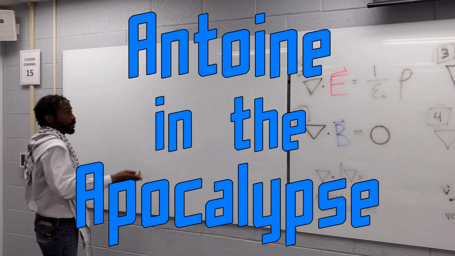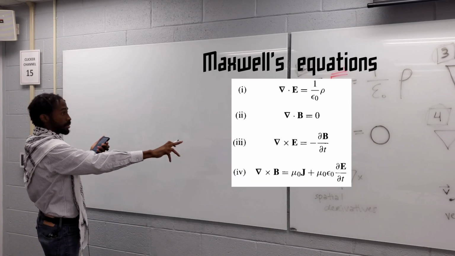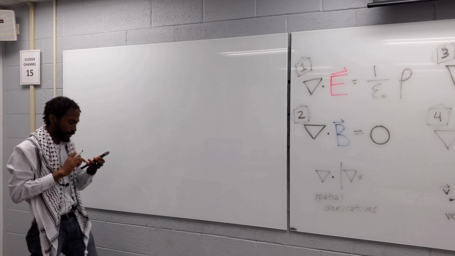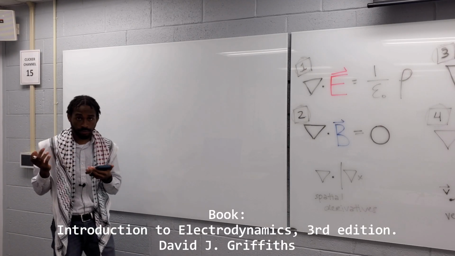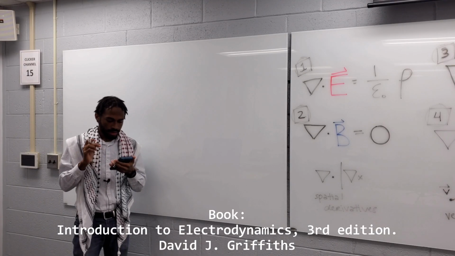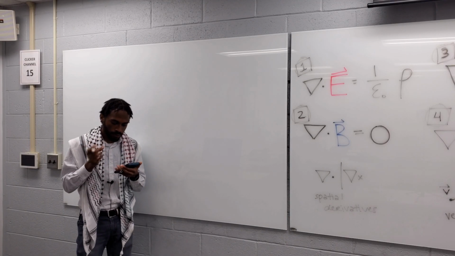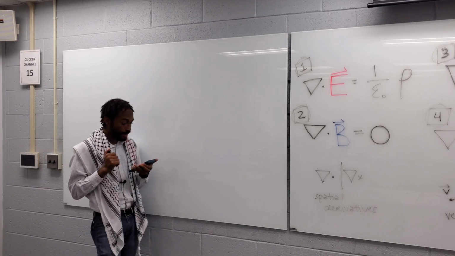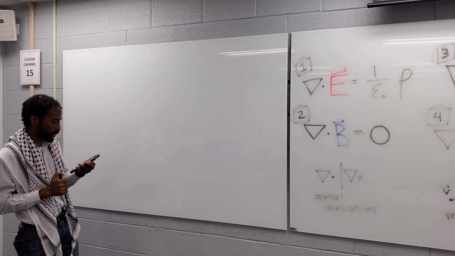Let's do it. We have equations 1, 2, 3, and 4 perfectly labeled. I'm going to read straight from the book. I'm just going to teach. They constitute a set of coupled first-order partial differential equations for E and B. They can be decoupled by applying the curl to 3 and 4.